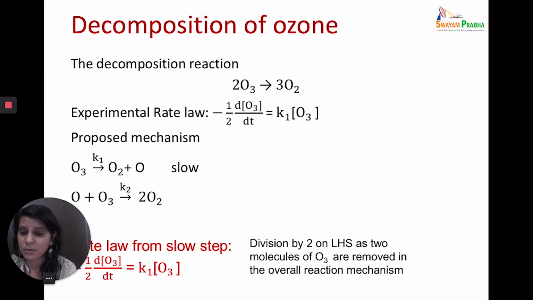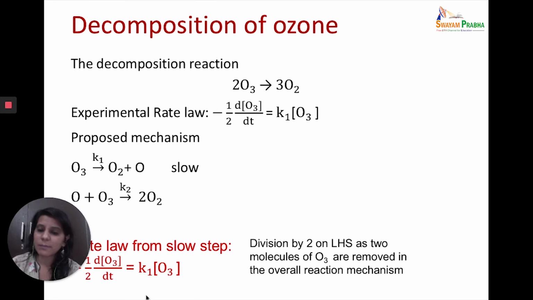And the rate law from the slow step can be written as minus 1 by 2 d[O3]/dt equal to k1[O3]. Why have we written 2? Because 2 ozone molecules are consumed during the reaction, and we want to say that this is due to the disappearance of 2 ozone molecules, which is equal to k1 into [O3].